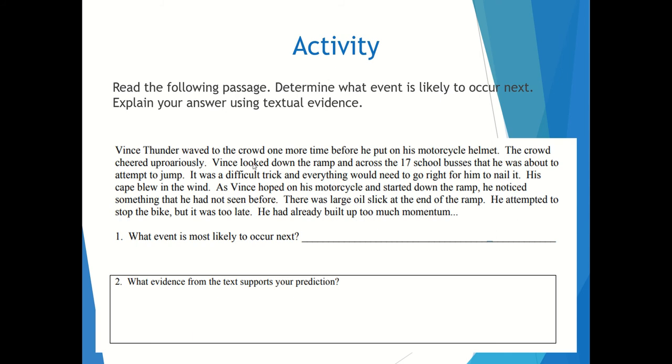Vince Thunder waved to the crowd one more time before he put on his motorcycle helmet. The crowd cheered uproariously. Vince looked down the ramp and across the 17 school buses that he was about to attempt to jump. It was a difficult trick and everything would need to go right for him to nail it. His cape blew in the wind. As Vince hopped on his motorcycle and started down the ramp, he noticed something that he had not seen before. There was a large oil slick at the end of the ramp. He attempted to stop the bike, but it was too late. He had already built up too much momentum.